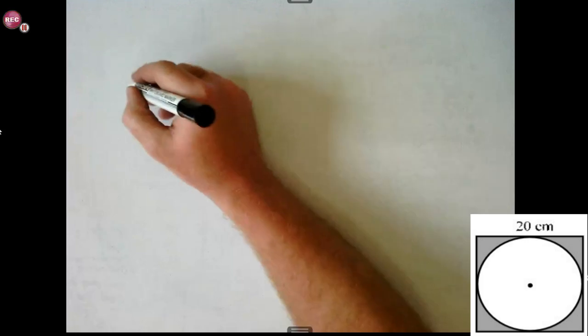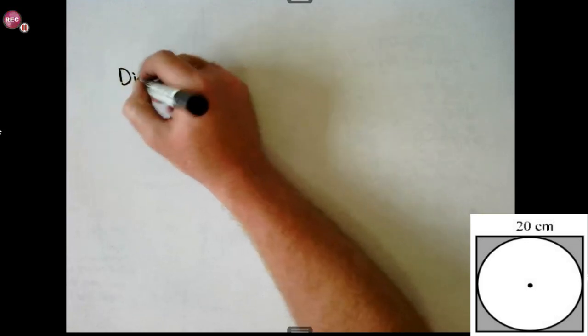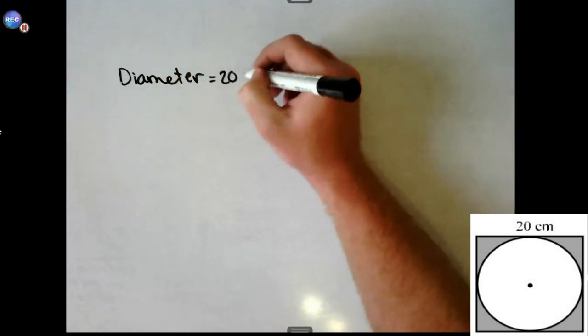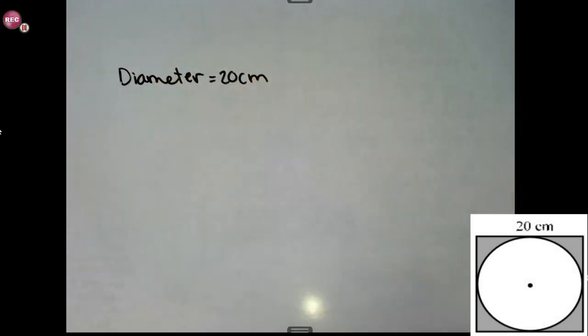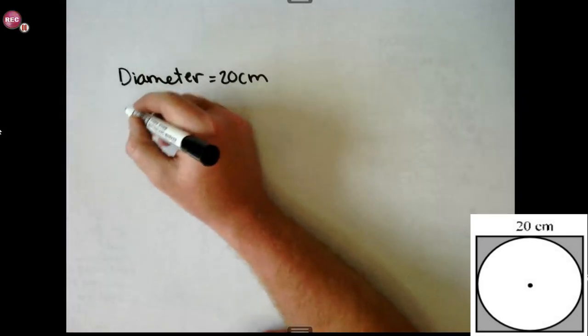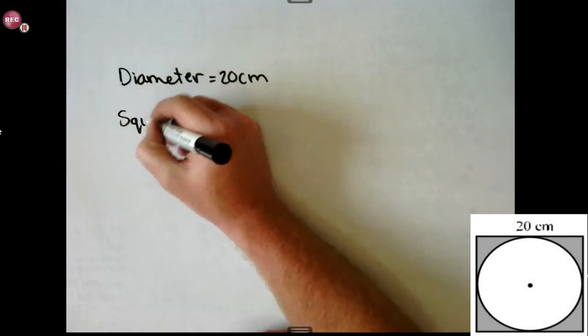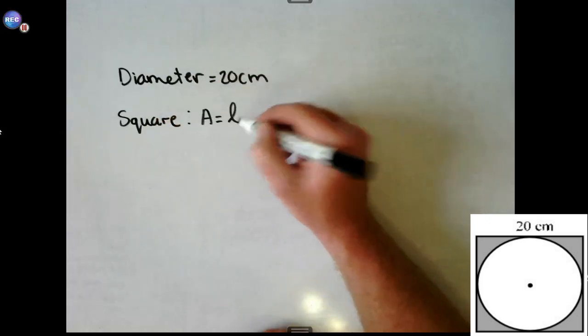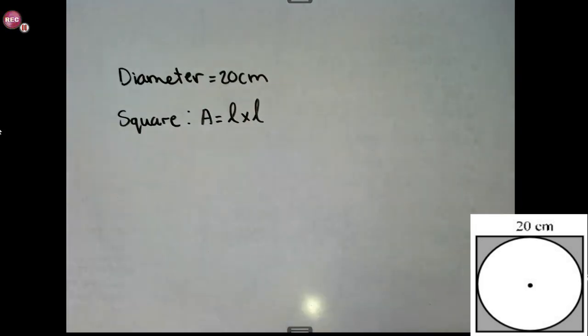So first of all, they gave us the diameter of the shape. So the diameter, as you can see, is equal to 20 centimeters. Now, in order to calculate the area for the square, you obviously know that you need to multiply the length by the length. So your properties come into play in this regard. Okay? So, to calculate the square, we are going to do the following. And that would be the area is equal to the length times the length. Remember, all the sides are equal.